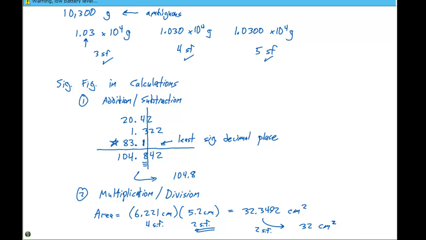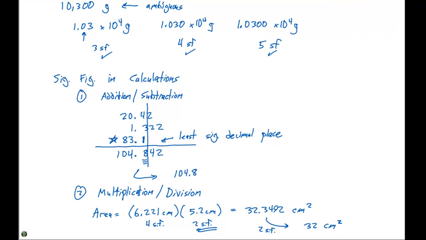If we have more than 2 numbers multiplied together, or if we're dividing more than 2 numbers, it's always going to be the least significant figures for whichever one is listed here. So if you have 10 numbers and the least significant is 2 significant figures, your final product is going to have 2 significant figures.